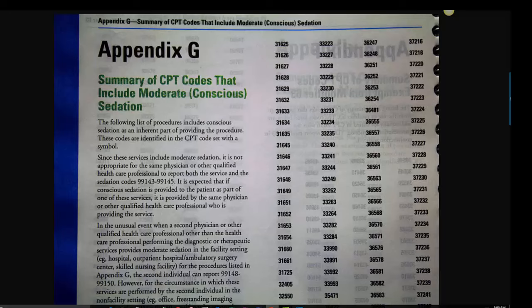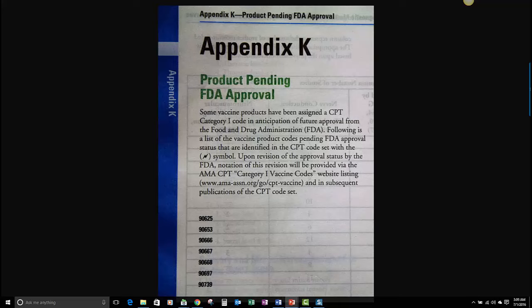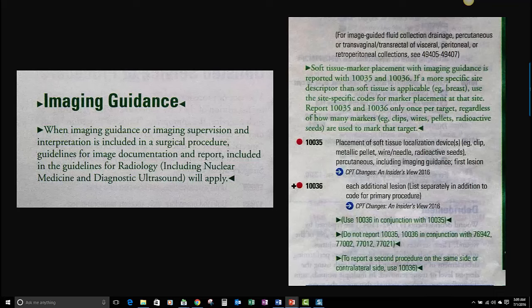The charge associated with these CPTs already takes into consideration that for the payment. The lightning bolt is found on codes in Appendix K, and represents products such as vaccines that are pending FDA approval. Once FDA approval has been received, the lightning bolt is removed and the code stands alone as any other code.